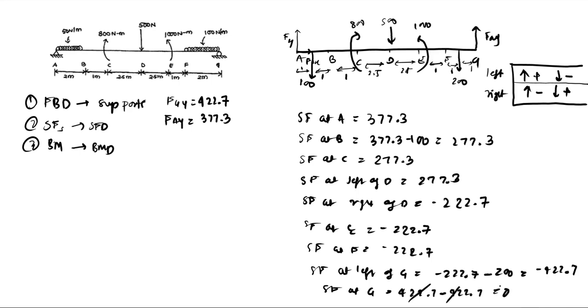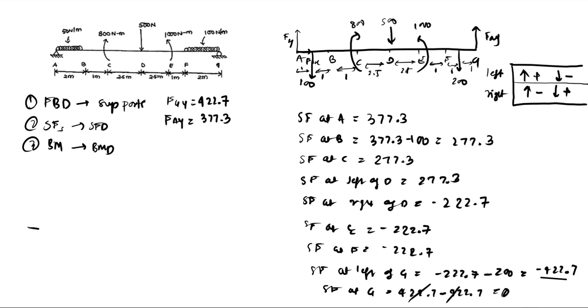So we will just have zero shear force at G, because left of G it is minus 422.7, and at G there is a reaction of a positive 422.7. So that is why it comes out to be zero. It is also a great way to check if your shear force values are correct, because at G the shear force should come out to be zero.